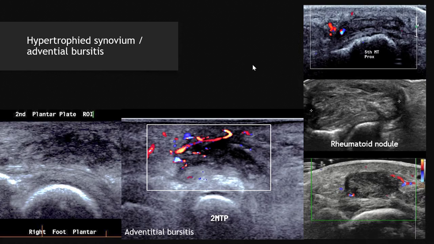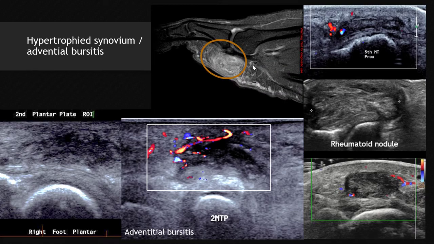And ultrasound's role is firstly to exclude foreign body and infection, and obviously to image the plantar plate and look at all those things we've been talking about. But in this case, the MRI just proved there was absolutely no coexisting pathology.